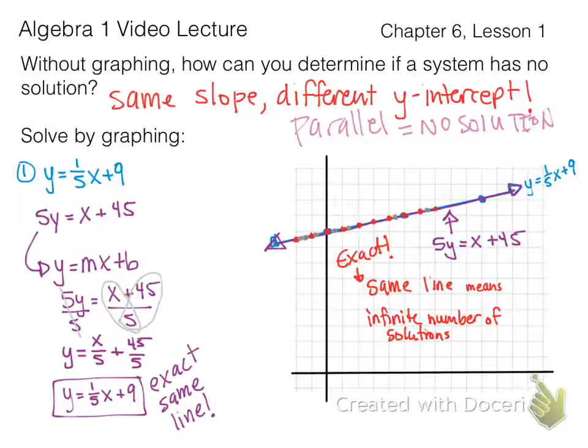Okay? So again, when the lines are on top of each other, it means that there are an infinite number of solutions, and we just say infinite number of solutions.